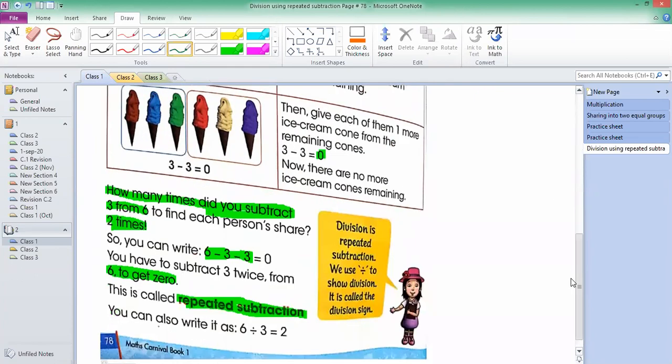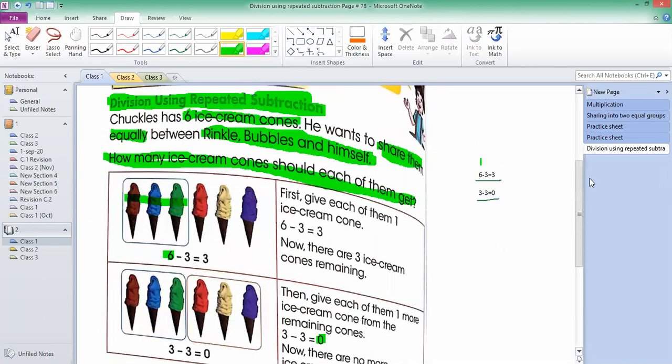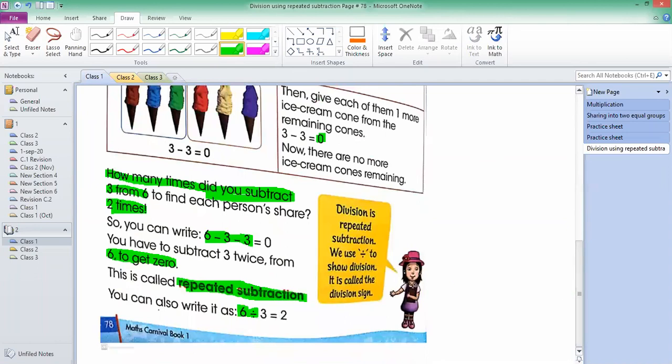Okay, here guys, there is a division sentence also. You know how to write a division sentence? You first write the total number of objects, the total number of things. So there were a total of 6 ice cream cones. So you write 6 first. Now, because you are going to share into equal groups, you write the division sign. Sharing equally means you are doing division. You are dividing among how many kids? One, two, or three. So you were dividing among 3 kids. Chuckles, Bubble, and who is the third one? Wrinkle. So you are going to divide among 3 kids. That's why you write 3.